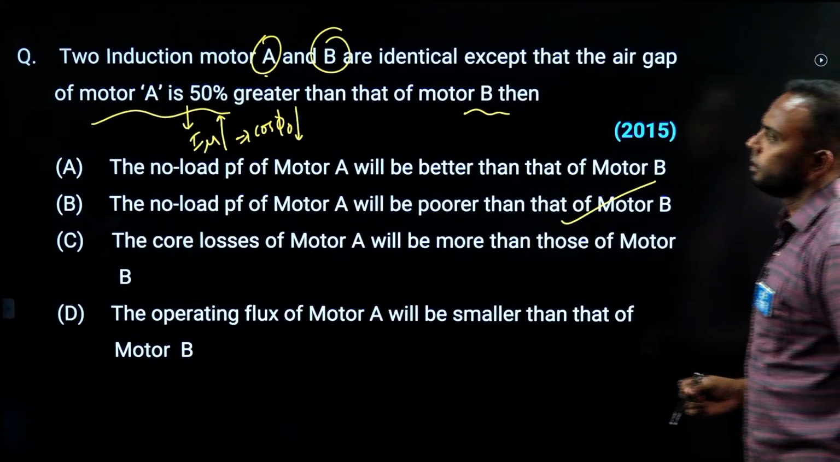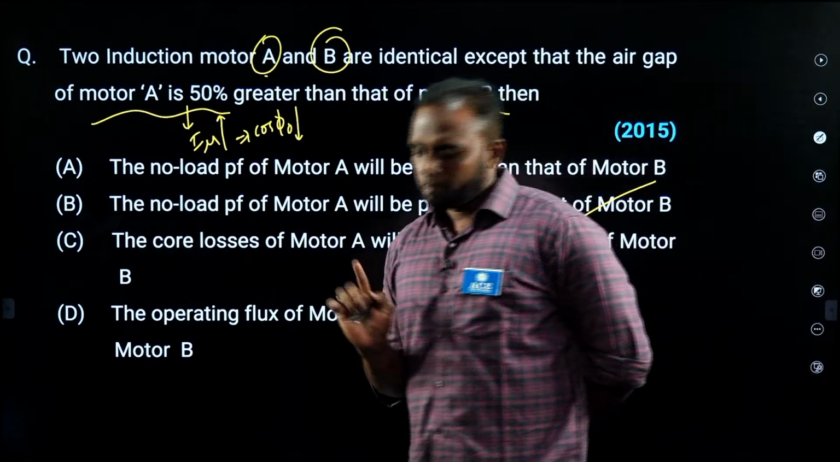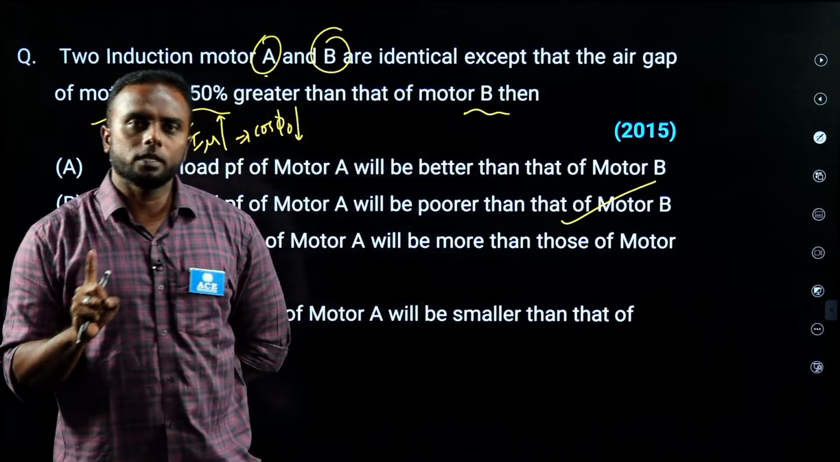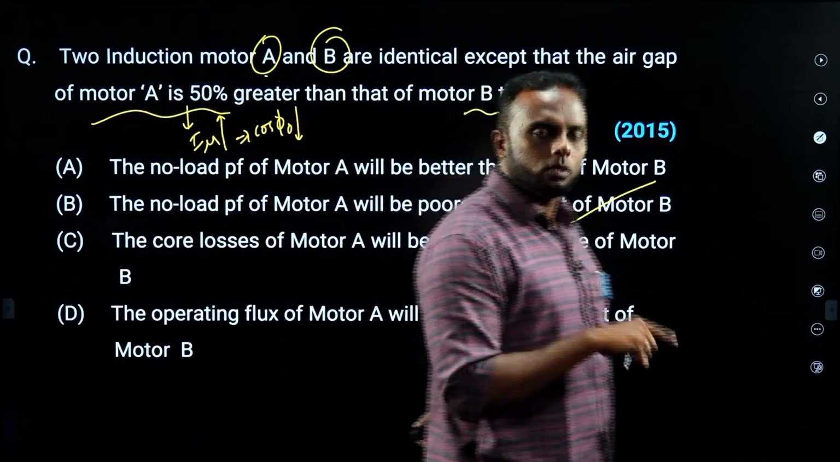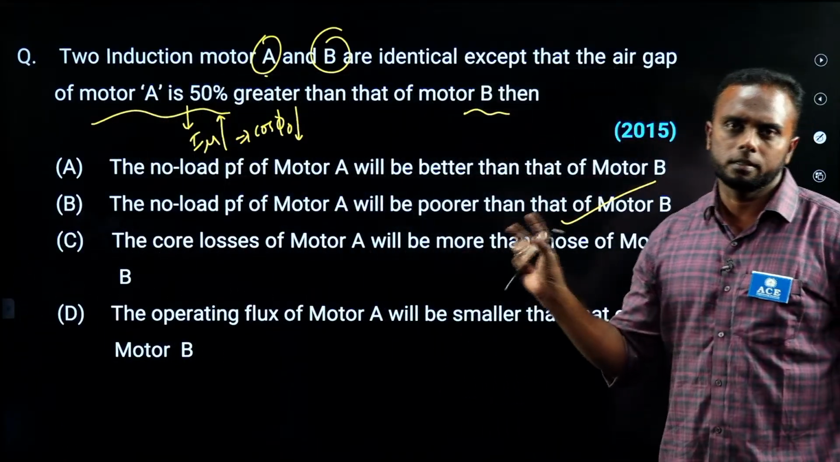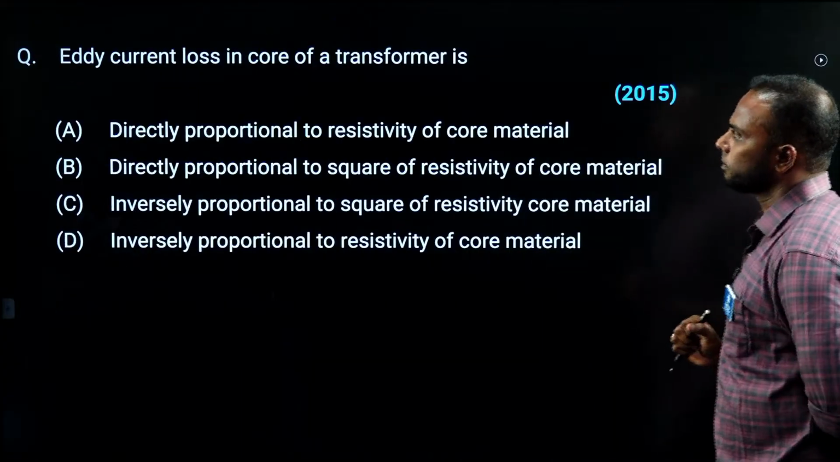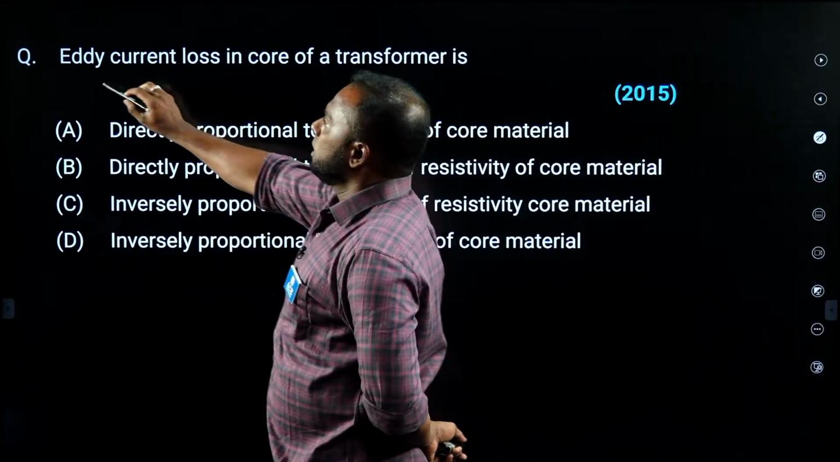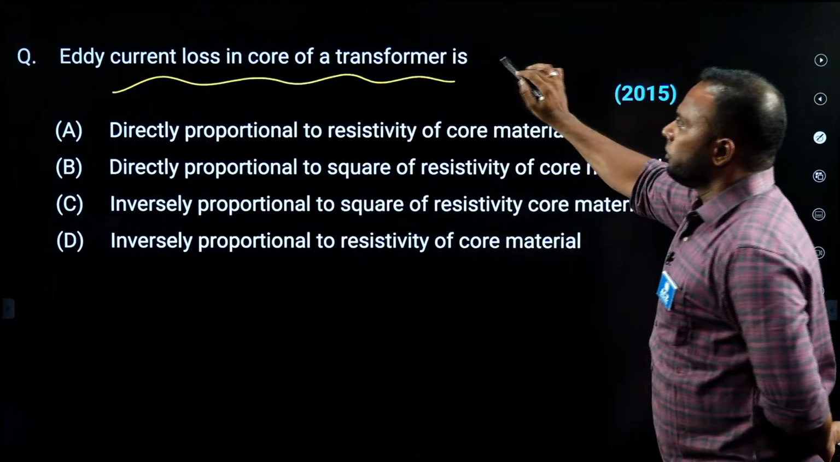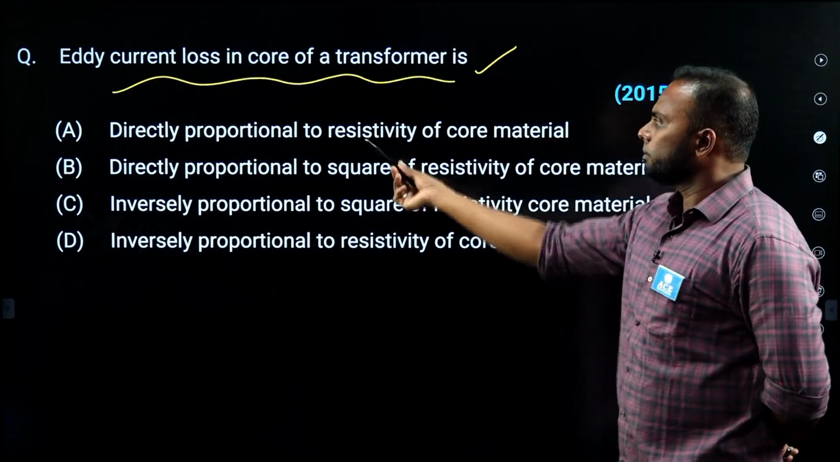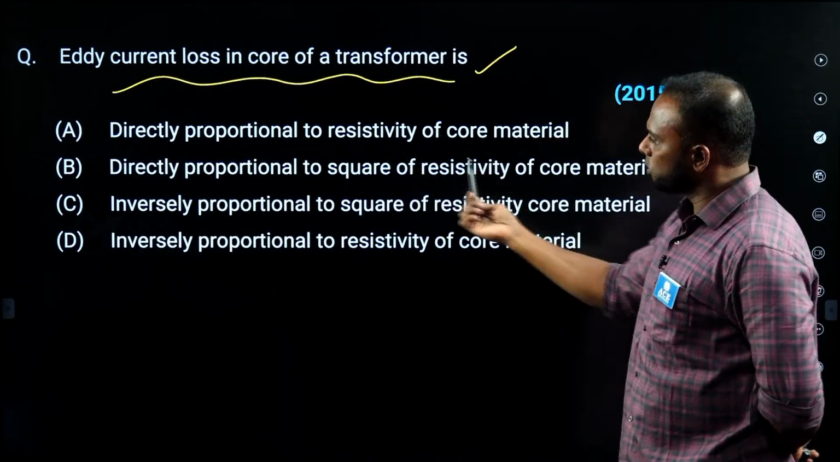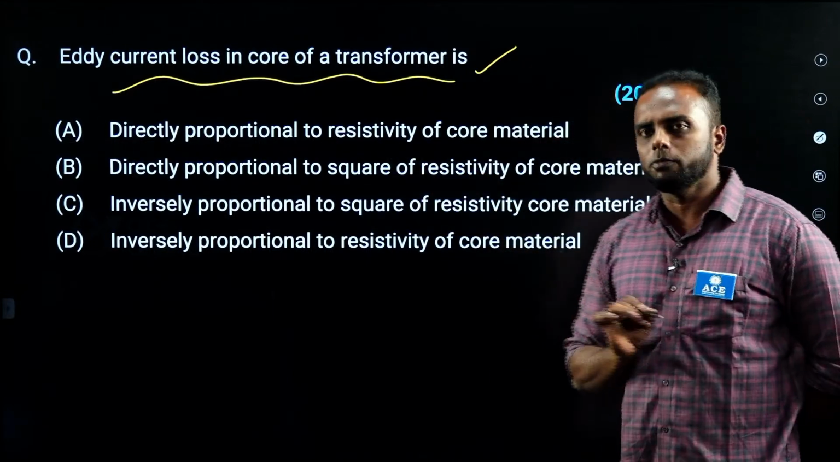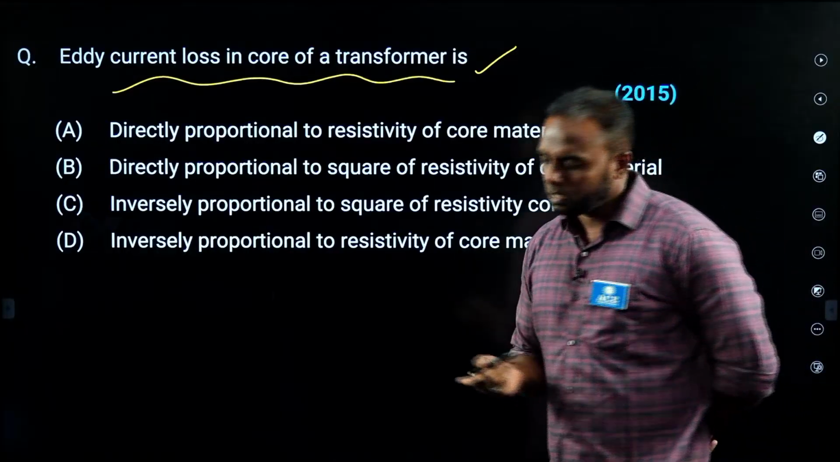Next question. Whenever air gap increases, magnetizing current increases. If I_mu increases, definitely power factor decreases, for a motor or transformer, anything, both are similar, no? Power factor decreases. Now see this question. Eddy current loss in a core of a transformer is dash. Directly proportional to resistivity, directly proportional to square of. So in terms of resistivity, how is eddy current loss related?